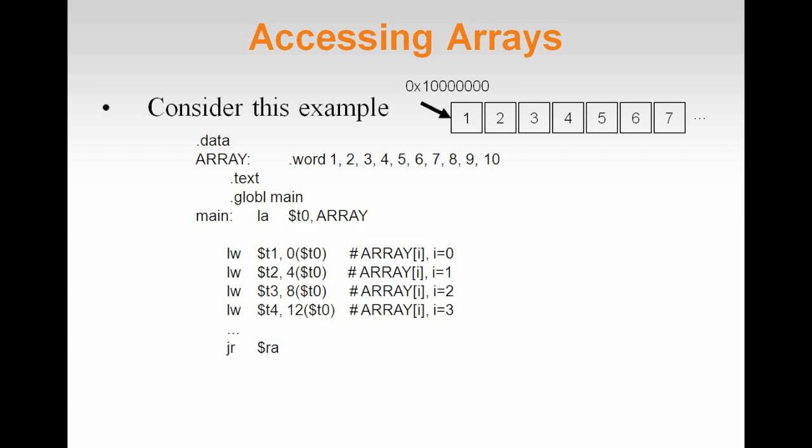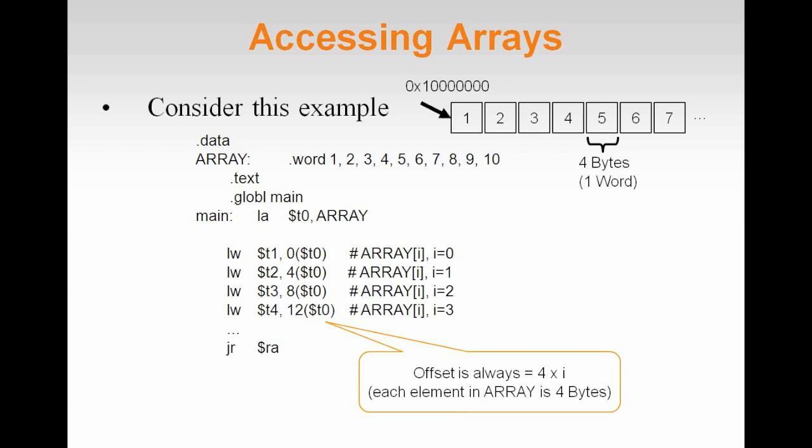Now the contents of the array can be loaded by specifying the right offset. Since it is an array of words and each element in the array is spaced at regular offsets of 4 bytes, the offset to all elements will always be a multiple of 4.